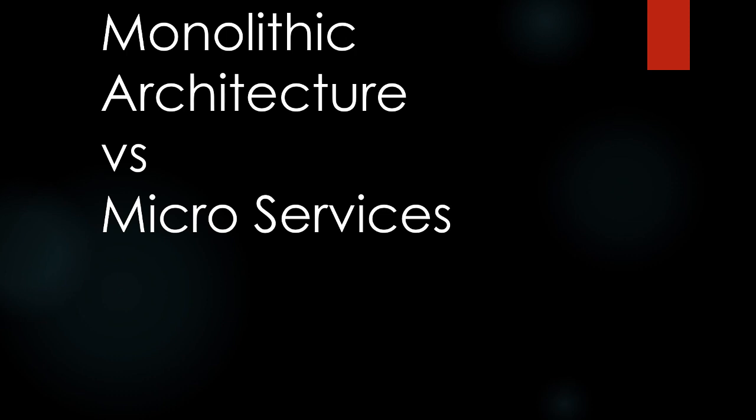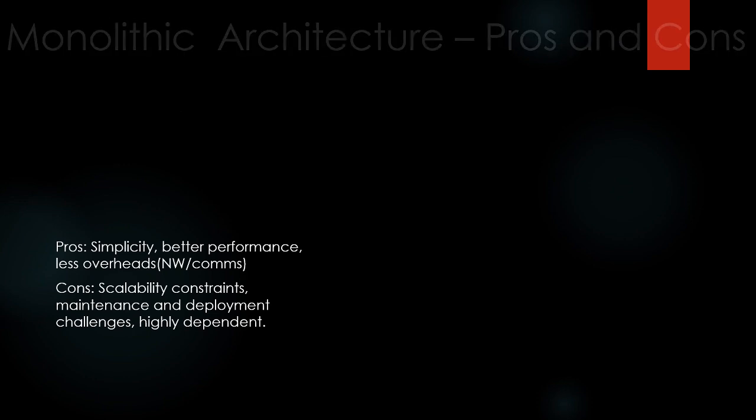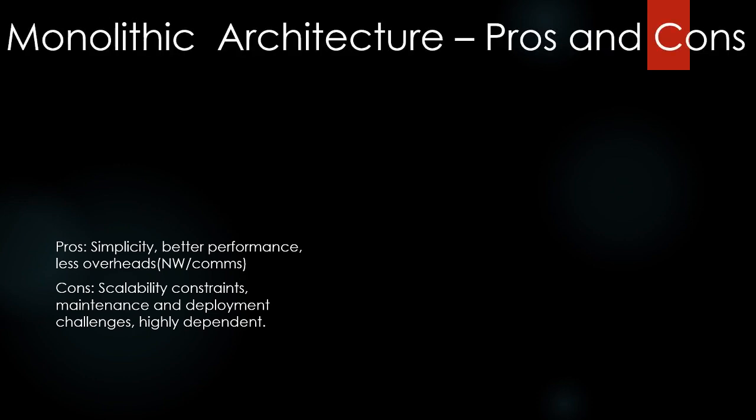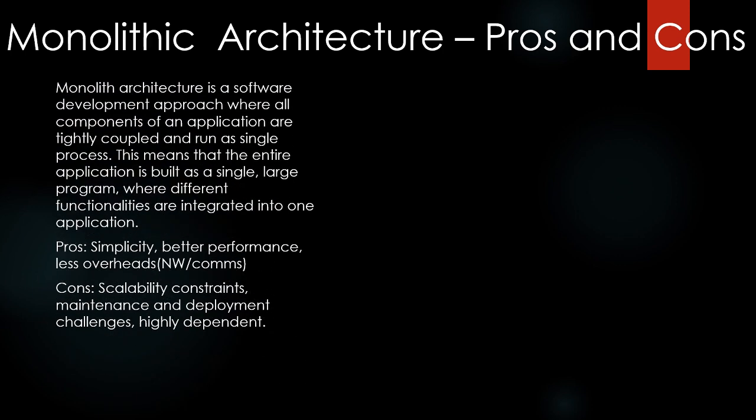As the name suggests, monolithic is a software build and deployment architectural pattern where all the components of a particular application or program, including a presentation layer, business logic layer and the data layer, are put together as a tightly coupled single unit, a single process. That pattern design approach is called monolithic architecture. So the entire application is built into a single large program where different functionalities are integrated into one application.